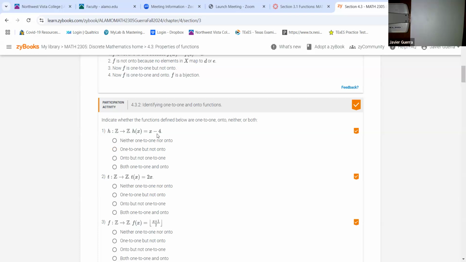Sometimes you may have functions that have fractions in them. If you have a variable in the denominator, it should have a domain restriction, so you don't want the function to be undefined, right? So make sure that you know that sometimes restrictions are applied to some of these functions. All right, so let's look at this one. Is this one considered one-to-one and onto? Let's see. Let's figure it out.